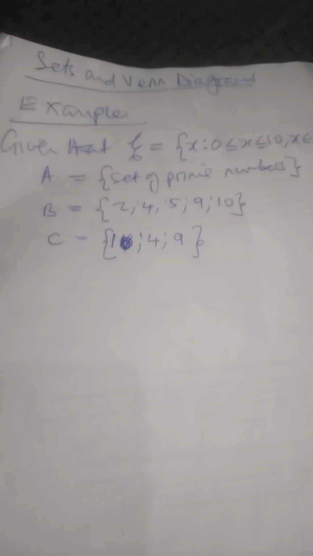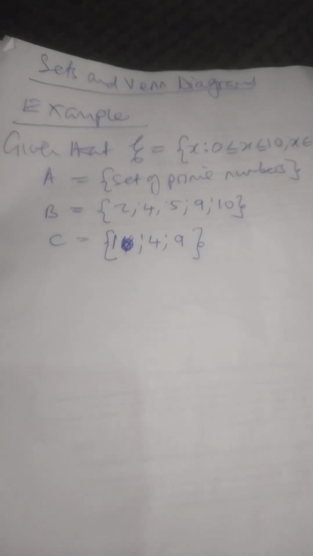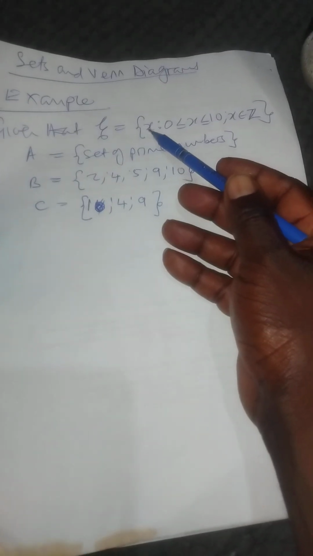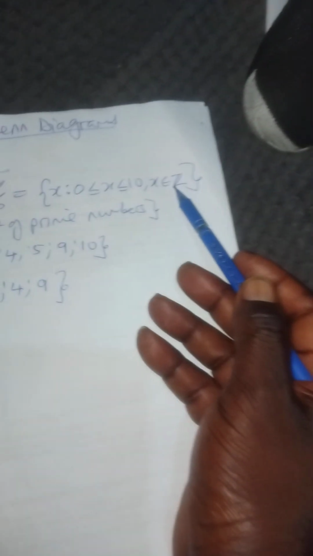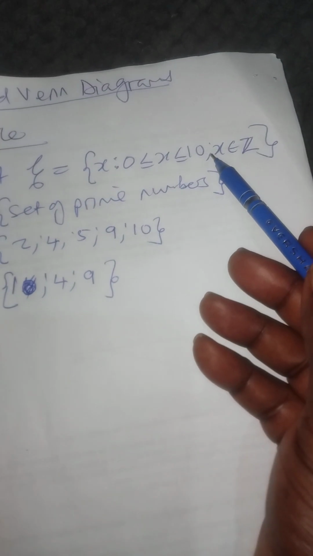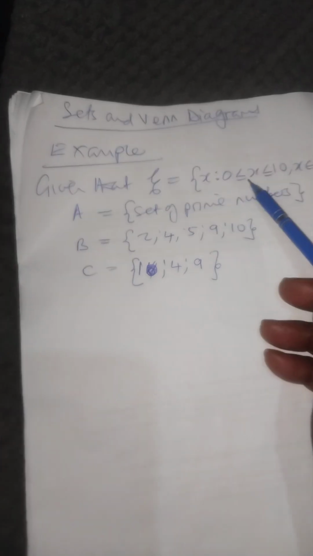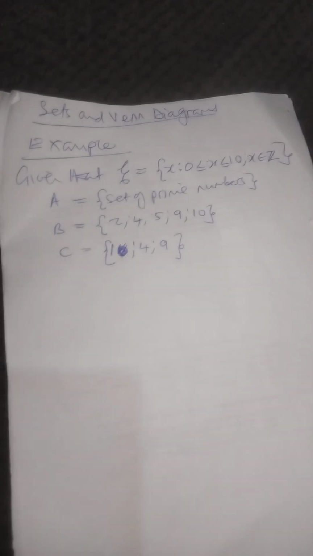So in this case, the question reads, given that the universal set is equal to a set which contains x, such that 0 is less than or equal to x, and the same x is less than or equal to 10, where x is an element of integers. So this is the universal set, the mother set from which other sets can be obtained or derived.